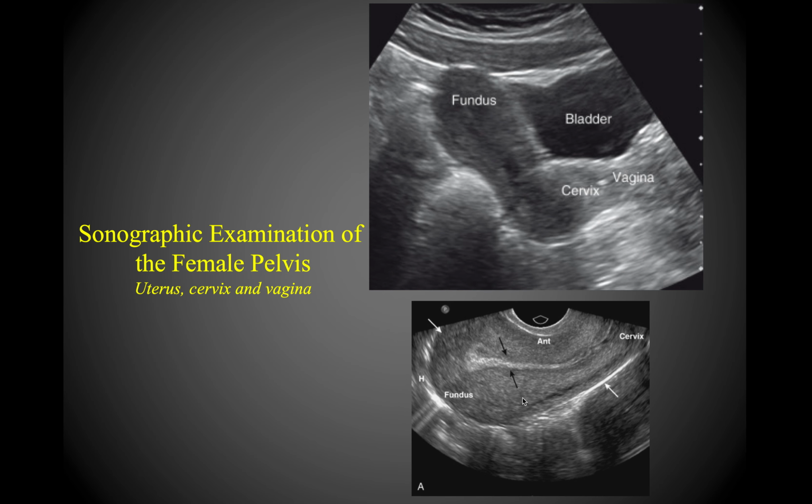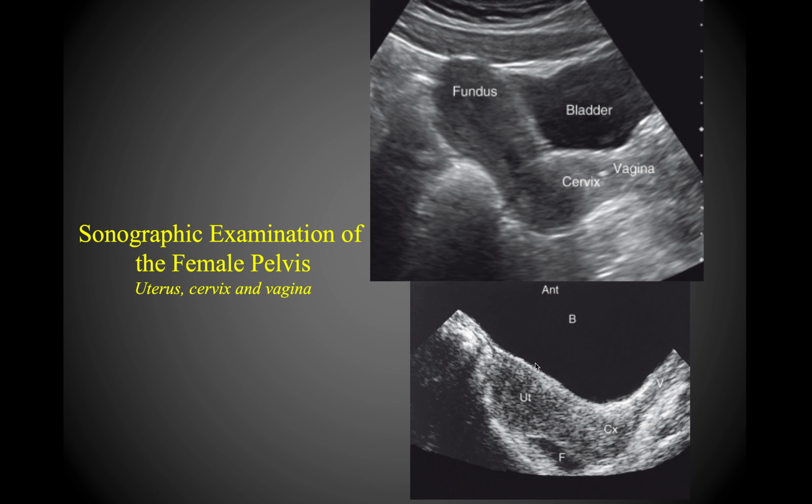Here we have another view of the female pelvis. So we have the cervix over here on your right, and then the fundus of the uterus is up here on your left. And so this mid area right here is going to be the endometrial cavity, which is obviously where you would find a fetus in the case of a pregnant female.